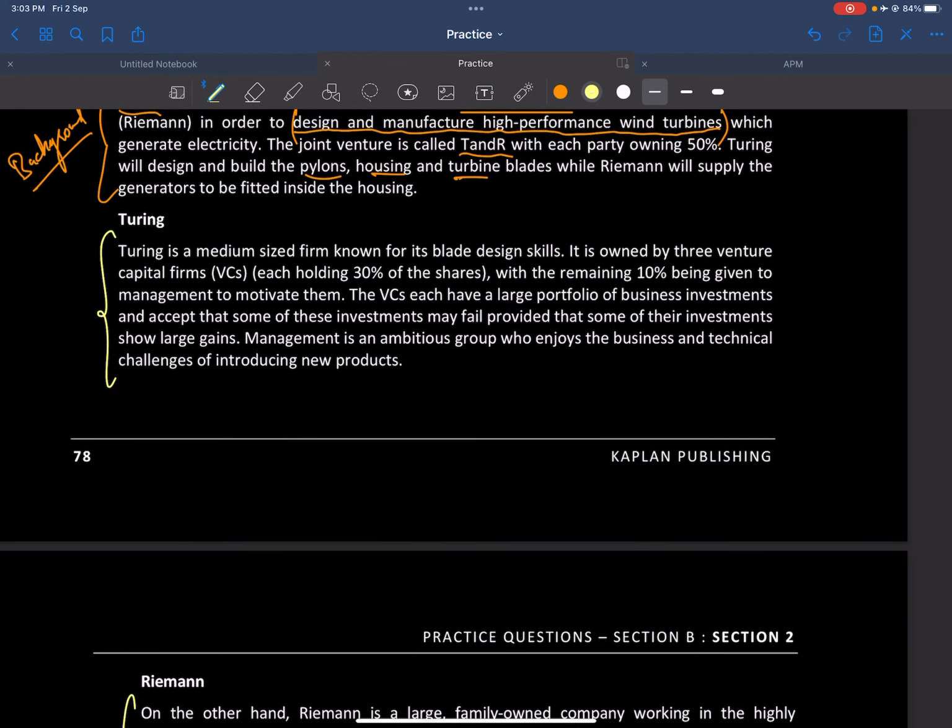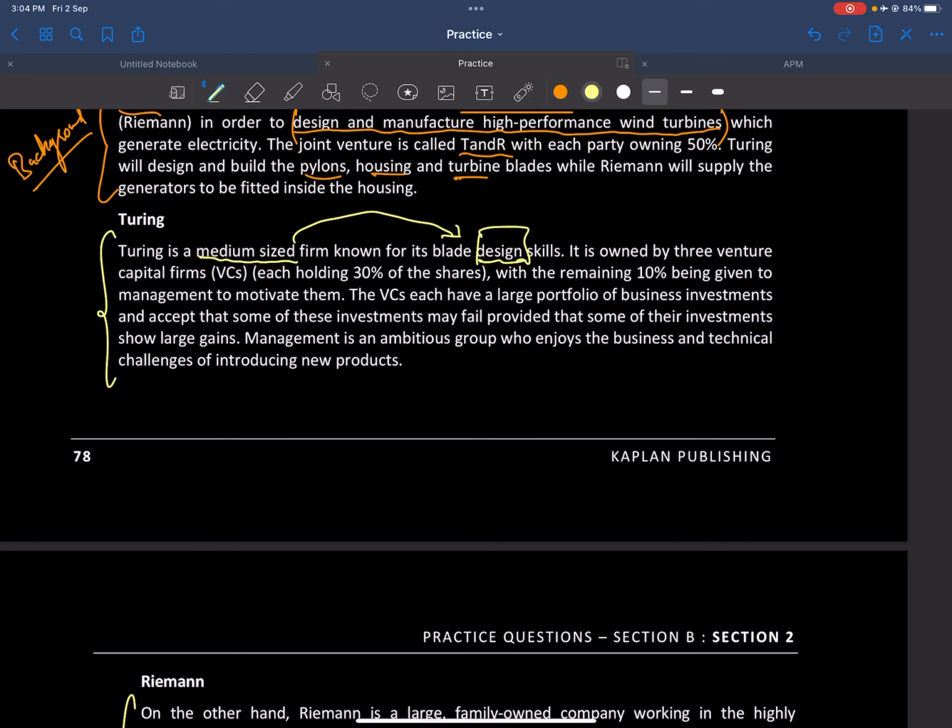So Turing is a medium-sized firm. It's known for its design skills. It's owned by 3 VCs, each holding 30%, with the remaining 10% given to management to motivate them. Each VC has its own holding, and then 10% is management's. VCs have a large portfolio of businesses and accept that some of these investments may fail provided that some of their returns show large gains.